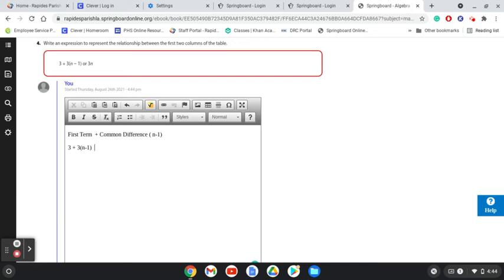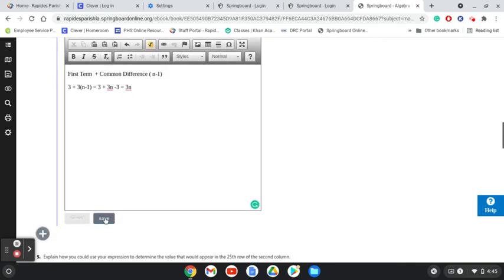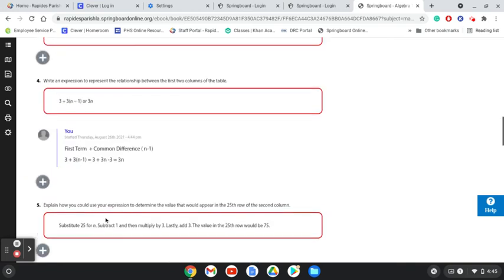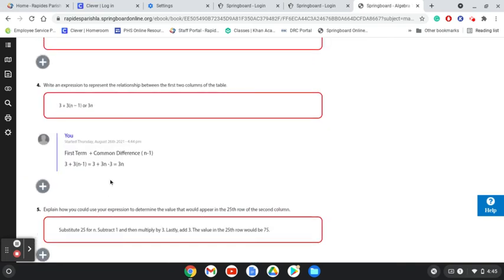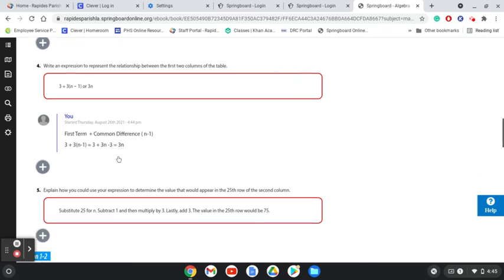If you don't end up having something like that, you just got to distribute, right? And so that also equals 3 plus 3n. 3 times negative 1 is a negative 3. And 3 minus 3 is 0, so that would be just a 3n. That's where they got that from. Make sure you write this down.